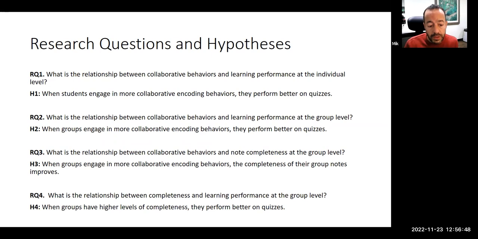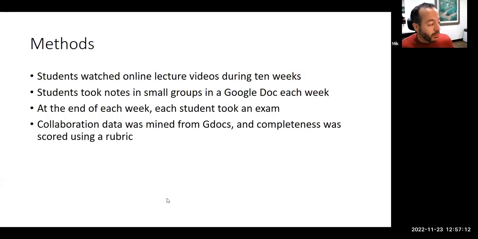And when groups engage in more collaborative behaviors, they are going to produce more complete notes. And when they have more complete notes, they're going to do better on quizzes. So the hypotheses are pretty straightforward. I just thought more collaboration is better. Better notes are better. That's pretty simple. That's what I expected. So the methods were like this.